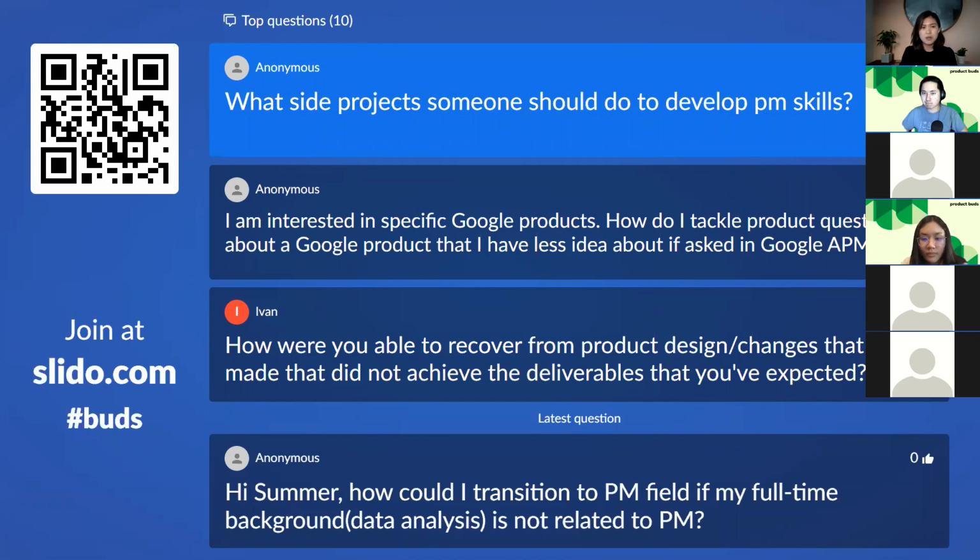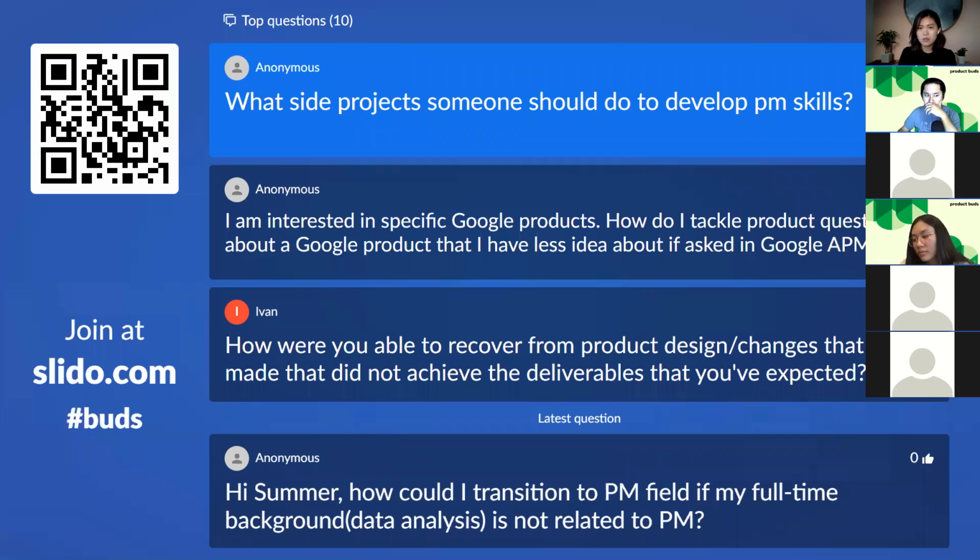Yeah, so side projects. First, you should be picking side projects that you're passionate about, right? If you're not passionate about it, it's very hard to talk about it. And then when you're in these side projects, make sure you're carving out a role which you feel is going to improve any of those key PM skills that we talked about earlier, right?